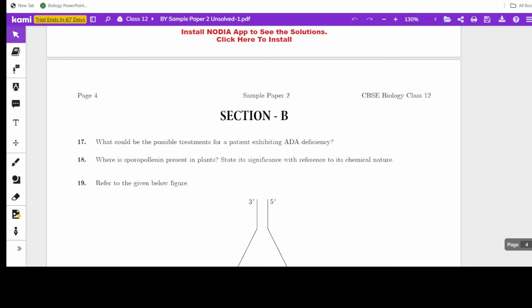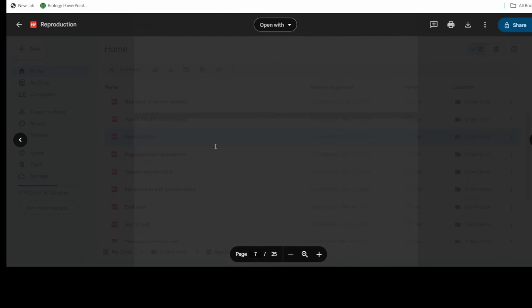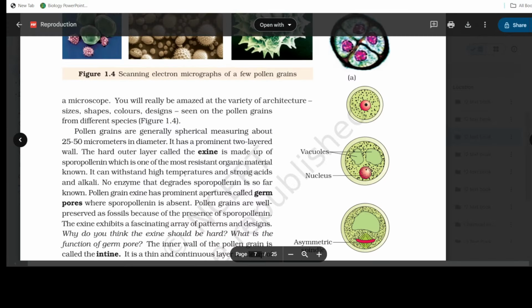Where is sporopollenin present in plants? State its significance with reference to its chemical nature. Sporopollenin is regarding the pollen grains, the outer exine of the pollen grain, where a chemical named sporopollenin is found. So it is from that chapter. Let's see what its significance is with reference to its chemical nature. Let's find the answer. In the chapter Sexual Reproduction in Flowering Plants, regarding sporopollenin, it comes here.